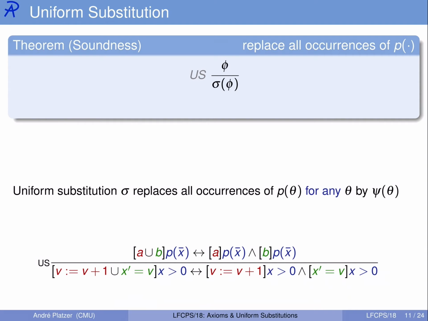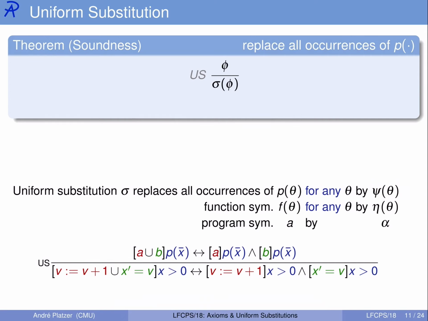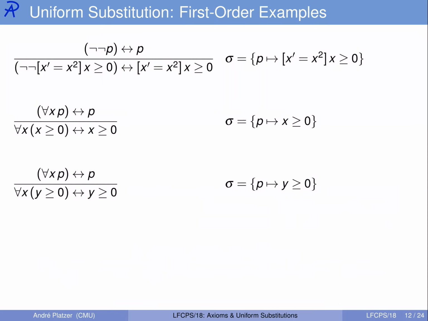So what a uniform substitution does is, more generally, it replaces all occurrences of predicate symbols applied to some arguments by the formula for the predicate symbol, again applied to the same kinds of arguments. Of course, we'll have to be precise how that application mechanism works in a second. And it can also replace function symbols with concrete terms, again applied to the same arguments. And it can replace program constant symbols by concrete hybrid programs, as we saw down here. Let's make some examples of this to get the hang of it.